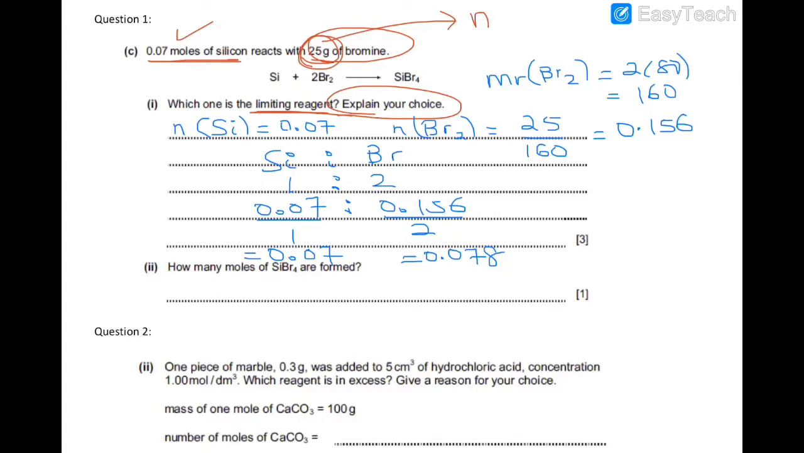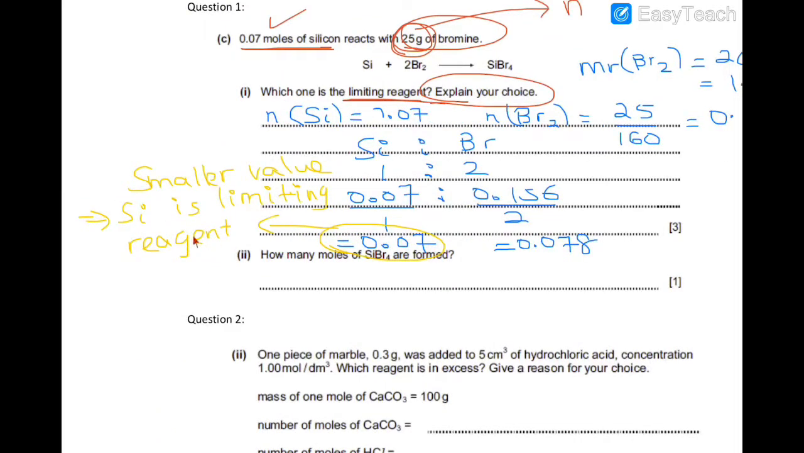So from the two values, I find that this is the smallest. Therefore, Si is limiting. So Si is the limiting reagent. So that would be the explanation. There is no need to write a lot. So that's for 3 marks.